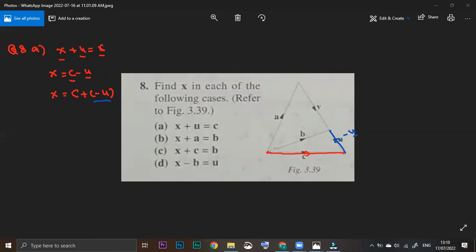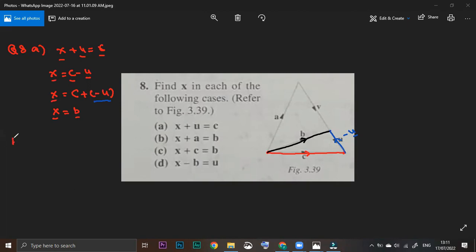Now a person starts from the tail of C towards the head of C, and then from the tail of minus U to the head of minus U. The shortest path is this, and this vector is B. So the answer to this question is B. X is equal to B. This one is the answer to this question.